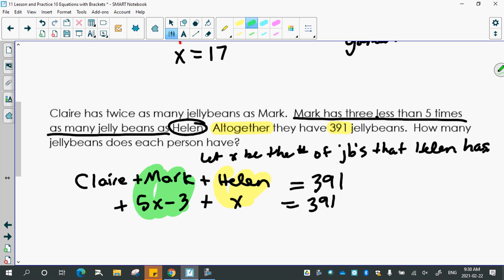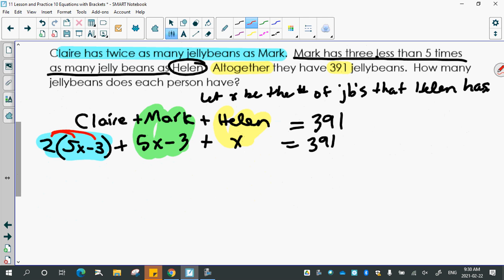Now I want to know Claire. Well, Claire has twice as many as Mark. So if Mark has 5x minus 3, Claire has 2 times that. So I can put it in brackets with a 2 in front. And that's how many Claire has. Claire has twice as many. So 2 times as many as Mark. Mark has 5x minus 3. Claire has 2 times 5x minus 3. So now I've got my equation.